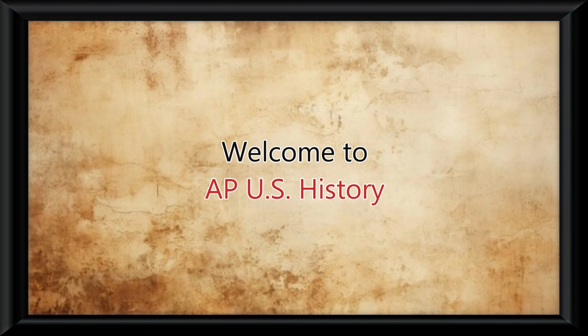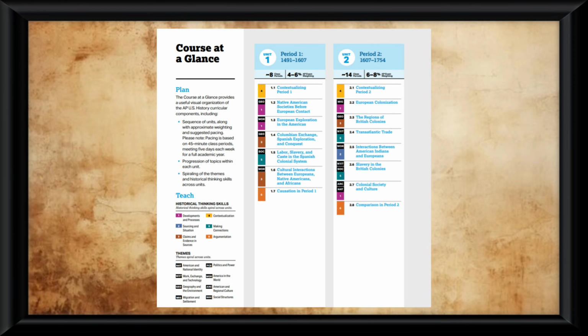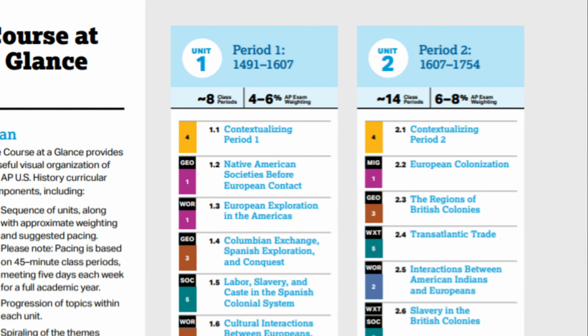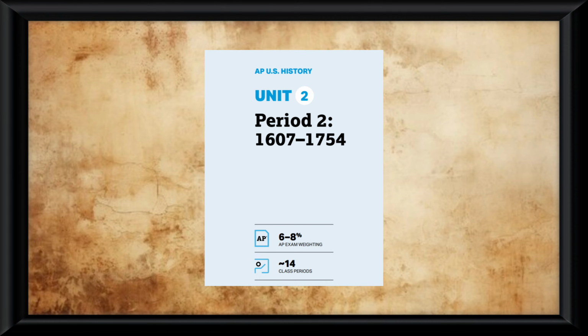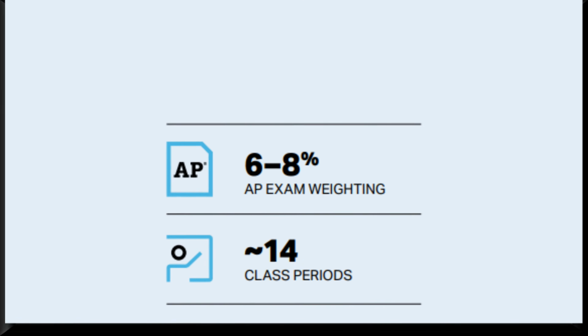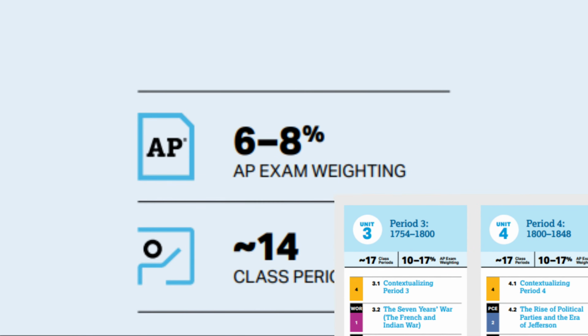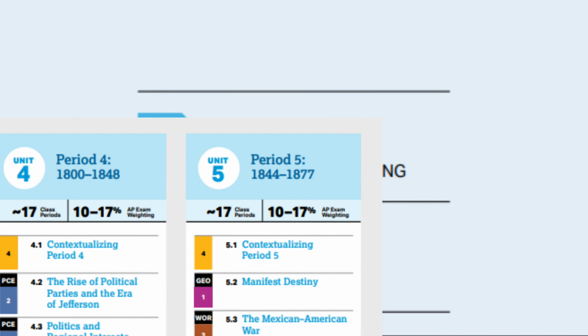Welcome to AP U.S. History Unit 2. This unit is all about colonies in America, first what their purpose was, and then how they evolved. This unit is worth 6 to 8% on your AP exam, so once again, other units you might want to study a little harder, but make sure to study this one a fair bit too.